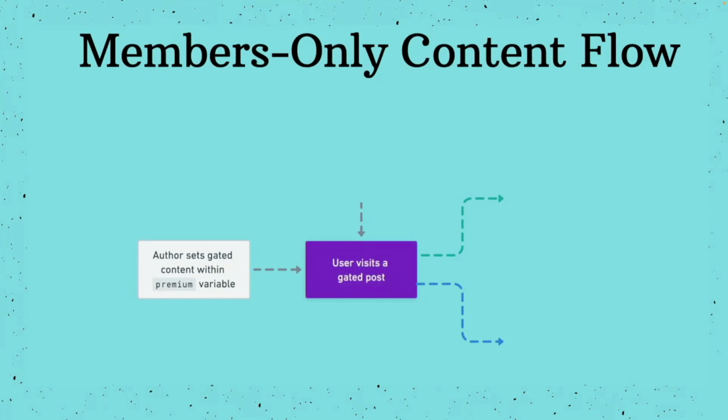So again, let's check out what the flow for that is going to look like, and then we'll make those updates. So we want to make sure that authors, whether that's ourselves, whether this is a shared project, maybe even if it's coming out of a CMS, in any case, we're going to have our author determine the gated or members-only content within a premium variable. So after they've set that for a particular post and a user visits that gated post, we're going to have 11ty Edge check their auth status with Supabase, and we're going to set a global data variable called isUser.